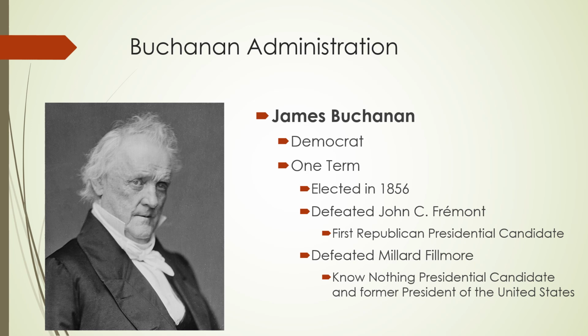So he's elected in '56. This is an interesting election because this was the first presidential election that had a Republican, right? Because the Republican Party was just created in '54. So Buchanan defeats John C. Fremont, the first Republican presidential candidate. And remember, we've heard his name before because he was in the Mexican-American War. He was in California, signed the Treaty of Cahuenga. So he's a war hero and governor of California. What's interesting about Fremont is he grew up in the South.